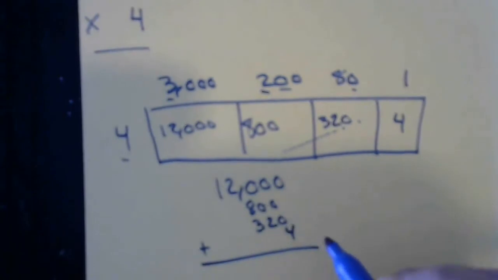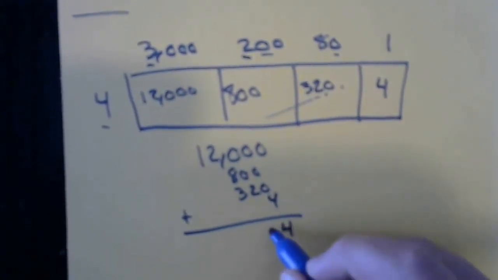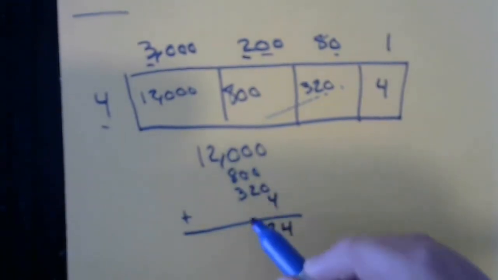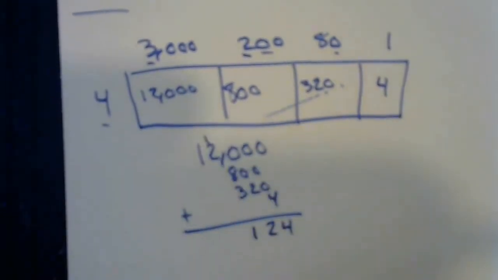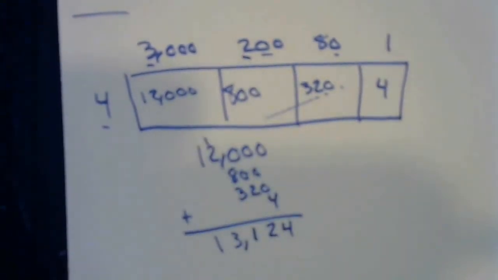So 0 plus 0 plus 0 plus 4 is 4. 0 plus 0 plus 2 is 2. 0 plus 8 plus 3 is 11, 1 in the basement, 1 up in the attic. 1 plus 2 is 3, and then 1. So 4 times 3,281 equals 13,124. Again, I'm just breaking it up by place value.